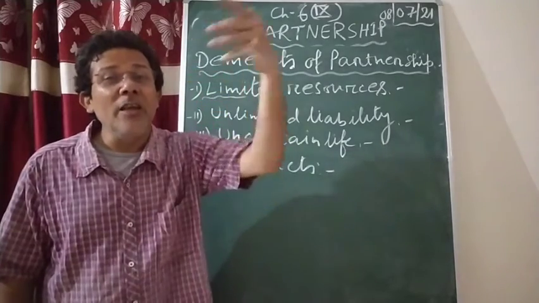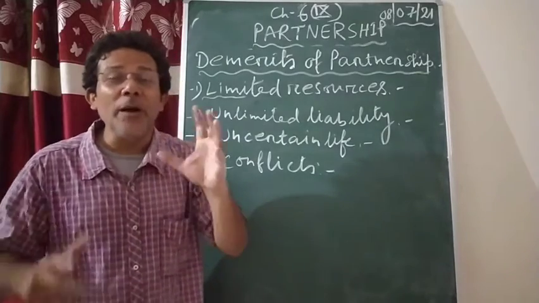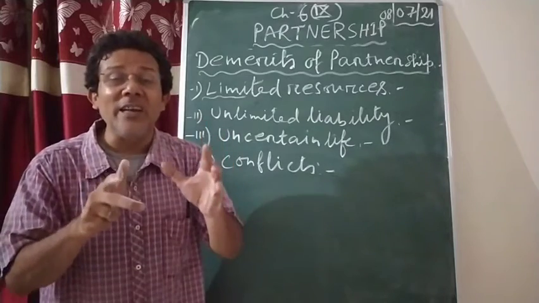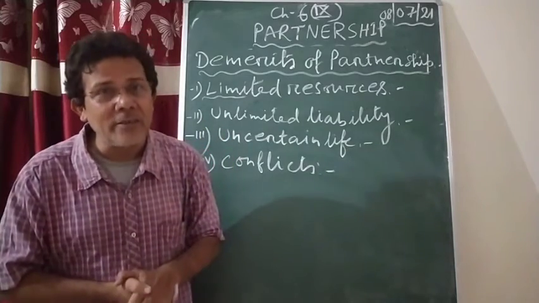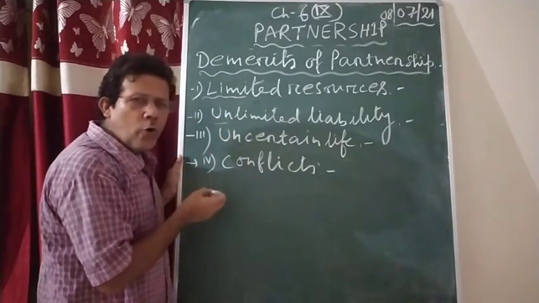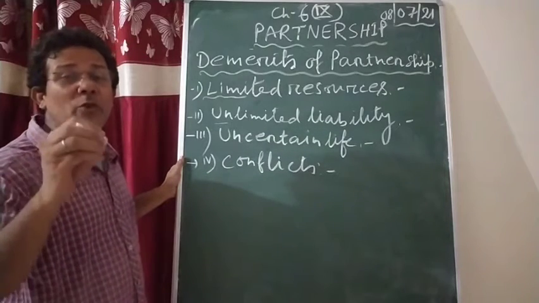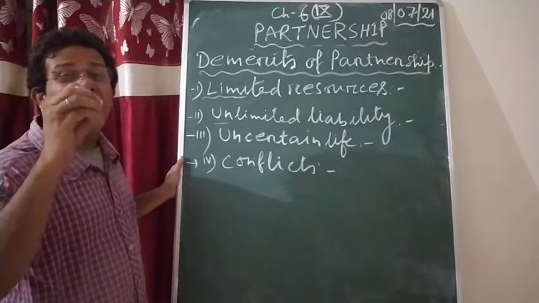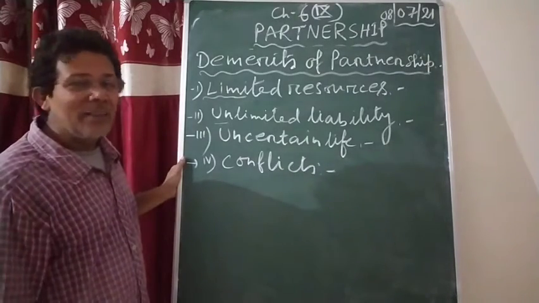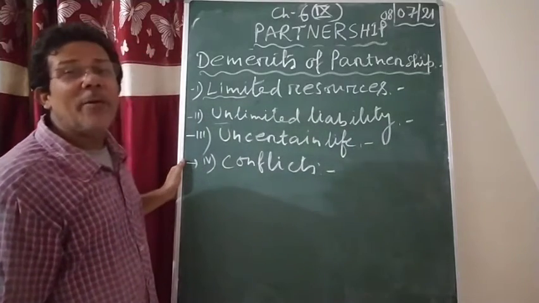Let that loss be fulfilled by that particular partner. You cannot say it. Because partnership business is basically established on the mutual understanding and faith among the partners. So here, if there is any kind of bank loan or any kind of losses in the partnership business, that has to be borne by each and every partner. You cannot blame it on the other partners. That is why every partner's liability is unlimited.